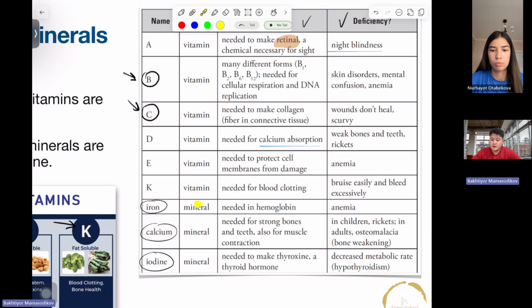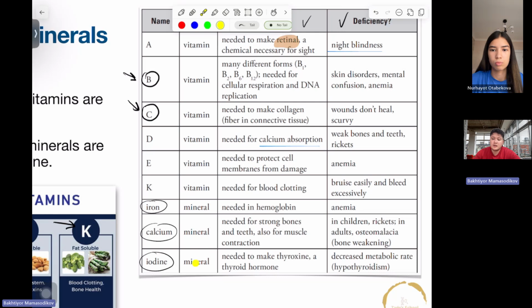And the iron, this is the mineral needed in hemoglobin to transport oxygen among the tissues. Deficiency leads to anemia. And calcium is also a mineral needed for strong bones and teeth and also for muscle contractions. Calcium is important. In children, for example, deficiency leads to rickets. Right? In adults, the deficiency of calcium is called osteomalacia, which weakens the bone.